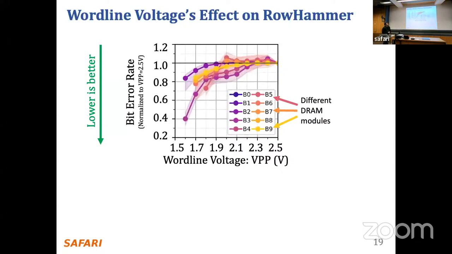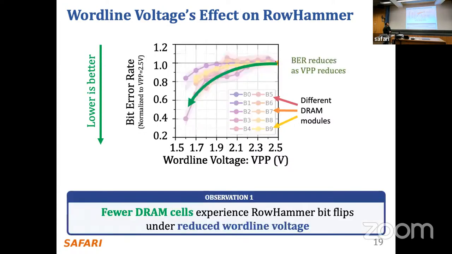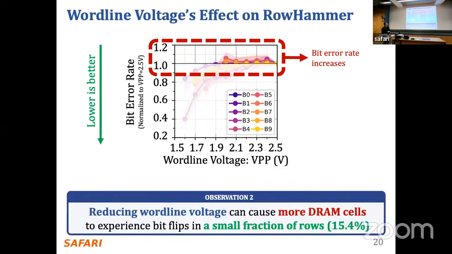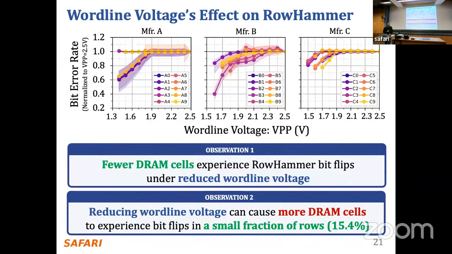You see multiple curves here, and each curve is colored differently based on the DRAM module. Each of them represents a different DRAM module, and the shades around these curves show the variation across DRAM rows in a DRAM module. As a general trend, you can see that the bit error rate reduces as we reduce wordline voltage. If you look at the top part, we can also see that in some cases the bit error rate can increase. So there's also that observation: reducing wordline voltage can cause more DRAM cells to experience bit flips, but this only happens in a small fraction of rows. So the dominant trend is decreasing.